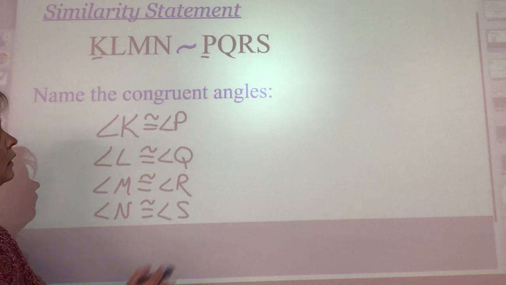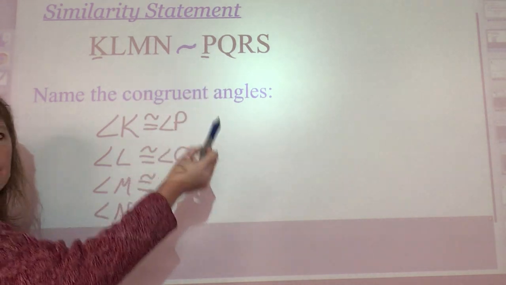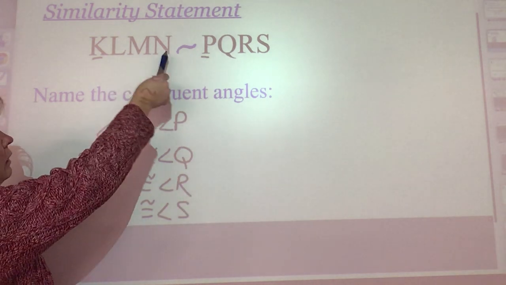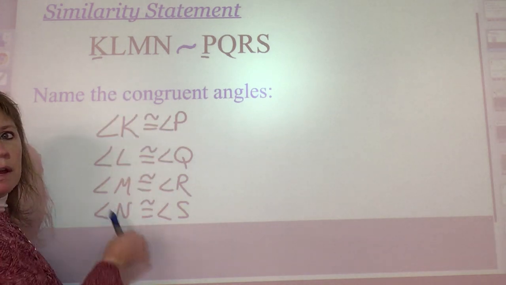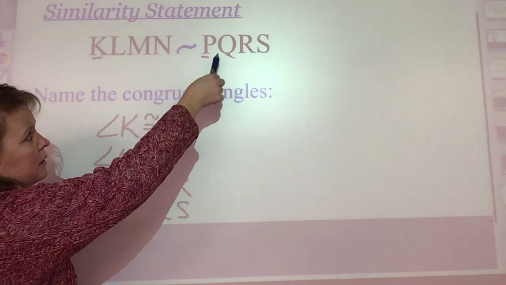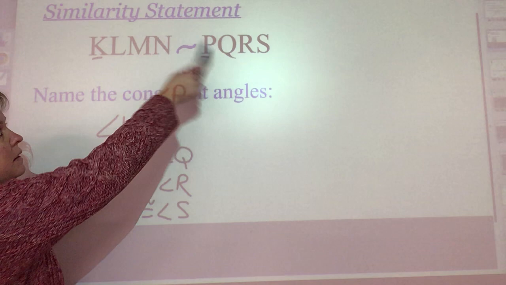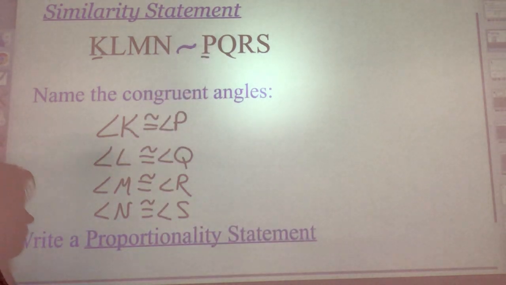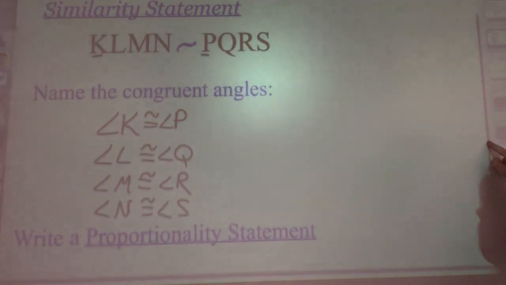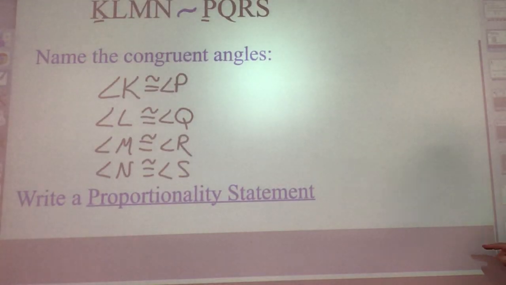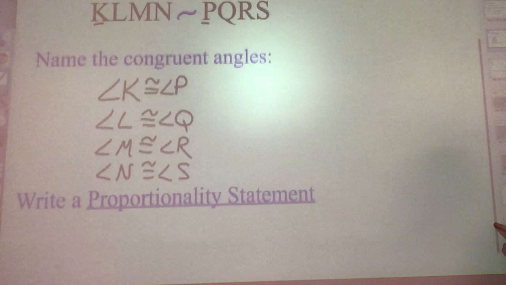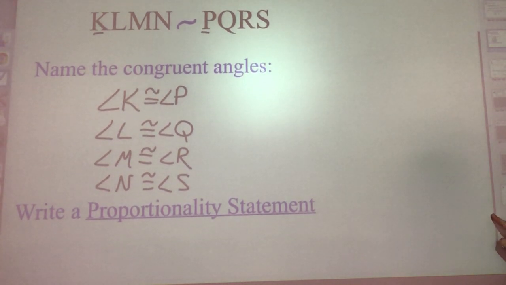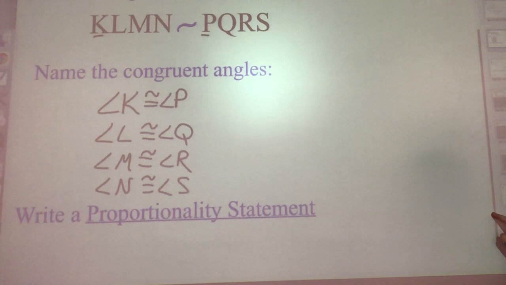So I've got all 4 of them listed, and please notice that I kept K, L, M, and N as the first angles in the statement. P, Q, R, and S are the second angles in the statement, staying consistent with the order given up there. A proportionality statement looks a little bit different. The proportionality statement is we have to pick 2 sides that are proportionate to other 2 sides.